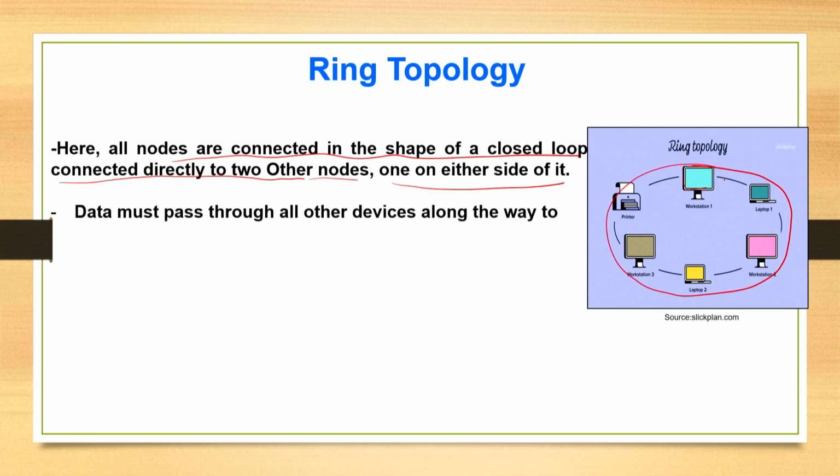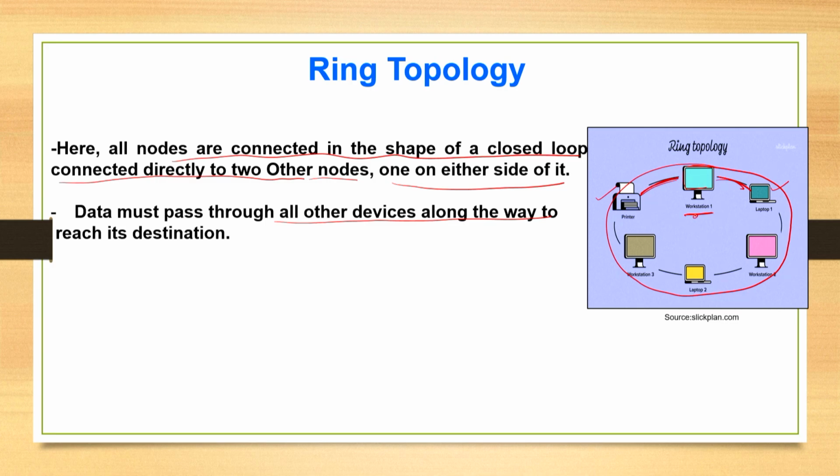If it is this one, this is connected to this side, or on the other side it is connected to another device. Here it is connected to the laptop and here it is connected to the printer. So, workstation 1 is connected to two devices, on one side to the laptop and on the other side to the printer. Data must pass through all devices along the way to reach its destination.